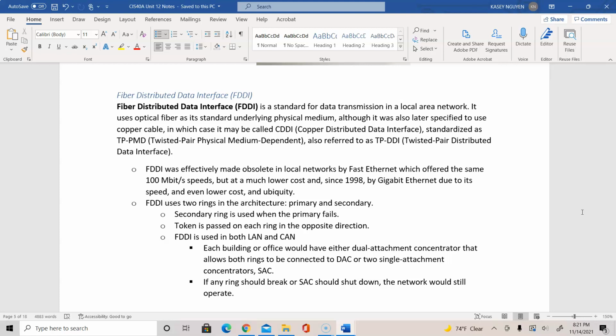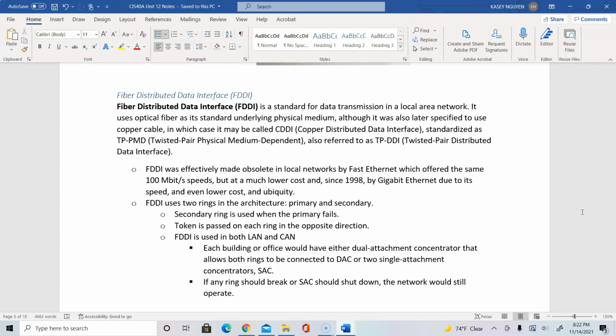So in the case where we're using copper distributed data interface like the coaxial, we would use CDDI. Whereas twisted pair physical medium dependent would be used with Ethernet type of cable, that will be your TP-PMD. And when we adapt this to the distributed data interface, that would be TP-DDI. So the Fiber Distributed Data Interface was made obsolete in the local area network by Fast Ethernet, because your Giga Ethernet is actually faster than the FDDI.